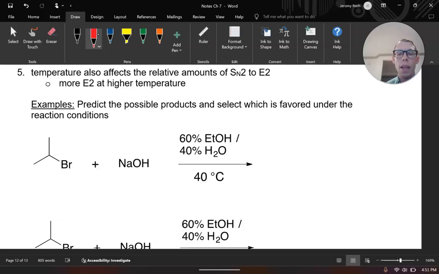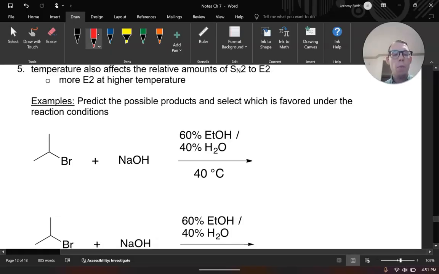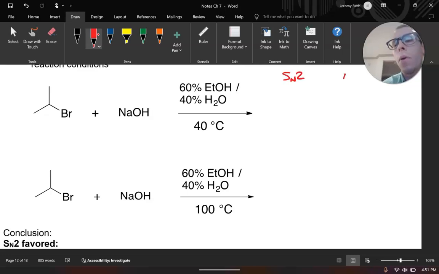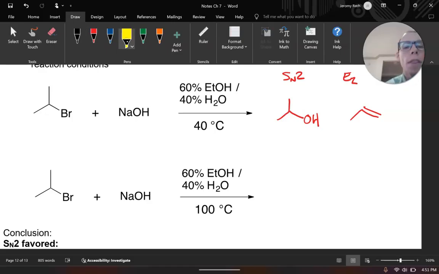So here we're going to have a reaction. We have a structure, secondary, which can go in between, and we're going to use sodium hydroxide with a protic solvent mixture. These can go, again, both SN2 and E2. If I show my SN2, I would substitute that bromine for my alcohol. If I do my E2, I would make my double bond. When I run this at 40 degrees C, you actually get a pretty even mixture. You get about 50-50 for the two different products.